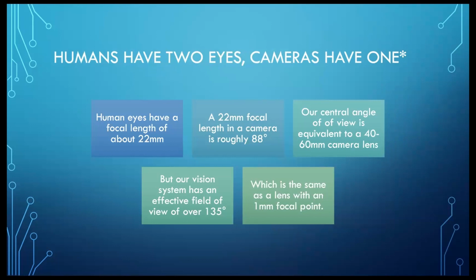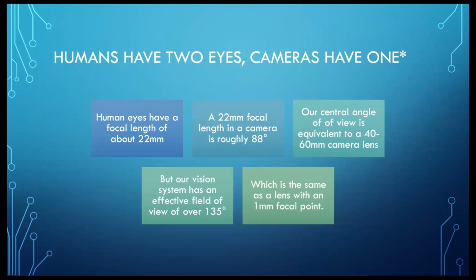The human eye has a focal length of about 22 millimeters. So from the eyeball lens to the retina, it's about 22 millimeters depth. Not the same for everyone. This is important to remember, that not every eye is the same. These numbers are not locked in stone for humans because we're all different. We all have different eyes.